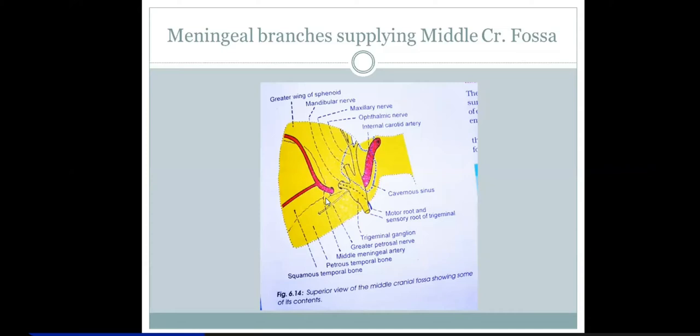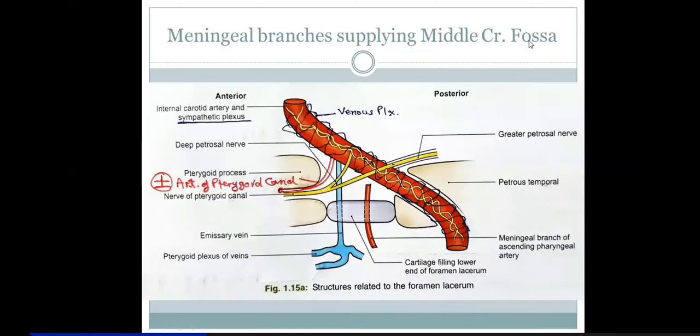So that means this artery, the ascending pharyngeal artery, ascends up to the base of the skull. And there it gives its meningeal branches. One of the branches from the ascending pharyngeal enters into the cranium through the foramen lacerum. So you have got to know about the four branches supplying blood to the middle cranial fossa.